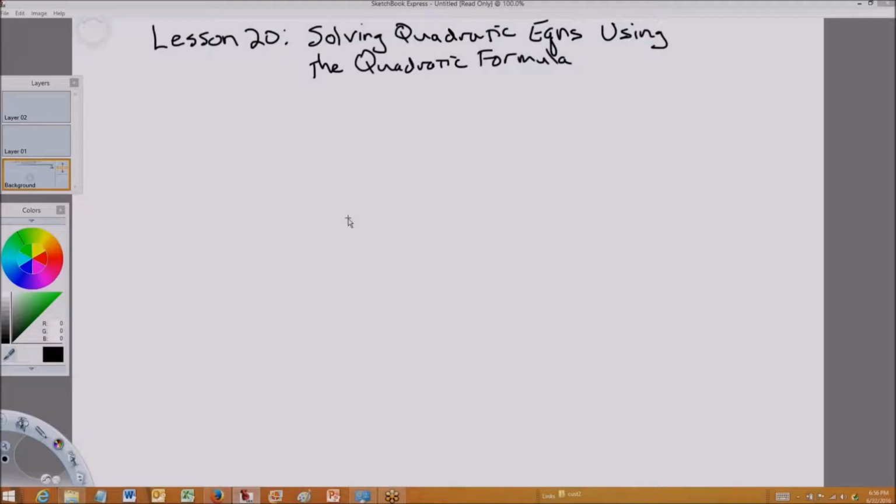Okay, in the previous lesson we factored a quadratic equation. Here we are actually going to solve for x in a quadratic equation. And remember, a quadratic equation is a special polynomial that has a level 2 or a 2-degree exponent in it. Here's an example.